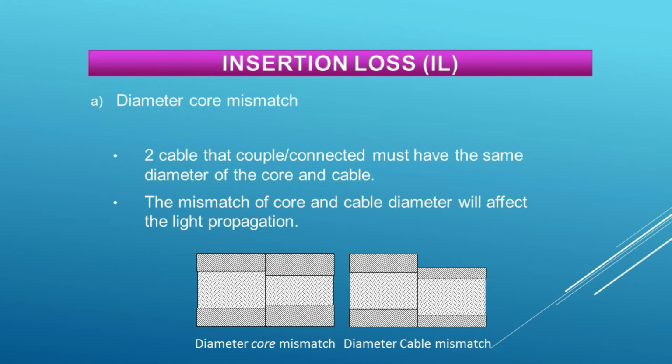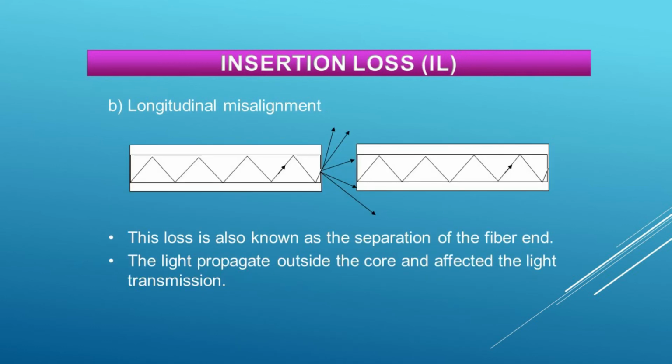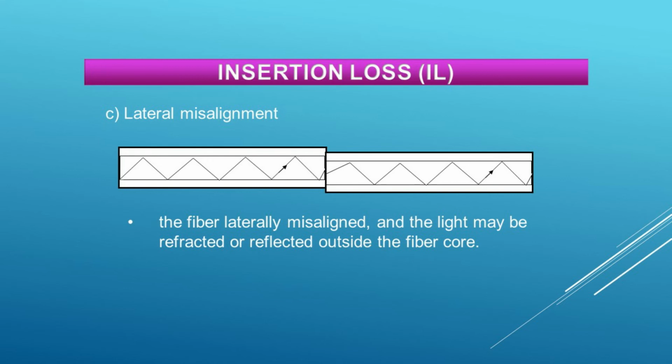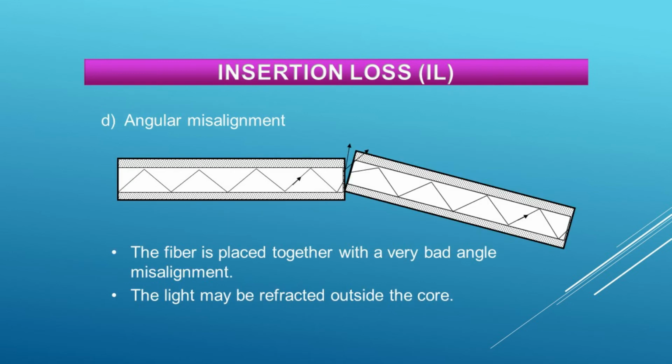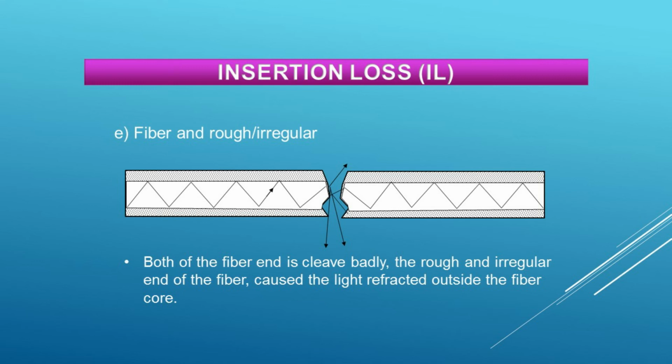Longitudinal misalignment. This loss is also known as the separation of the fiber end. The light propagates outside the core and affects the light transmission. Lateral misalignment. The fibers are laterally misaligned and the light may be refracted or reflected outside the fiber core. Angular misalignment. The fibers are placed together with a very bad angle misalignment. The light may be refracted outside the core. Fiber end rough, irregular. Both of the fiber ends are cleaved badly. The rough and irregular end of the fiber causes the light to be refracted outside the fiber core.